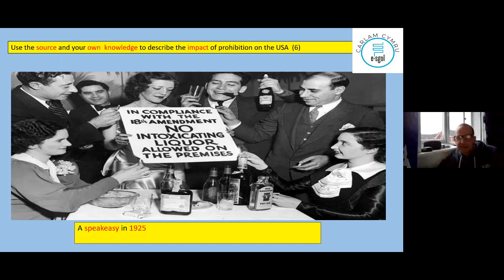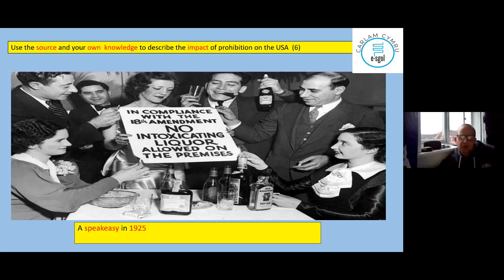And look carefully, the impact of Prohibition. That's what the question is asking you. It's not asking you why it failed, not asking you why it came in, or was introduced. It is asking you what the impact of it was on the United States. So I'm hoping you already have some alarm bells ringing with regards to what you can see in the source and what you can use from your own knowledge.